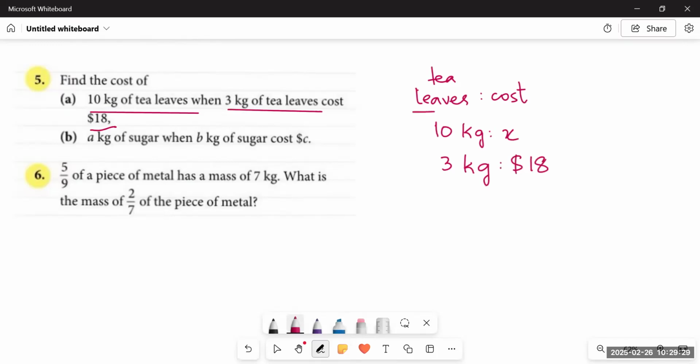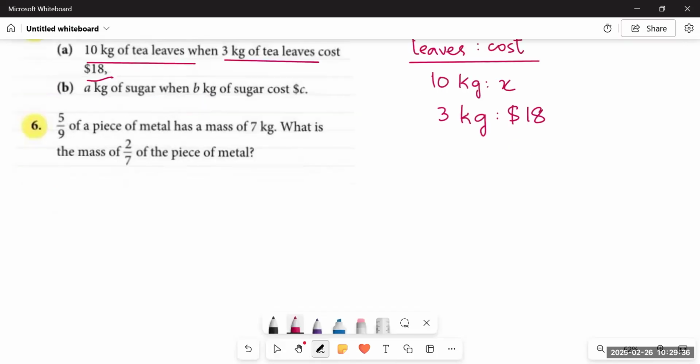Why do we write it like this? So that we do not shuffle or mix the quantities, because the order is very important while solving equivalent ratios. So it becomes 10 ratio X is equal to 3 ratio 18. Then 10 upon X is equal to 3 upon 18.